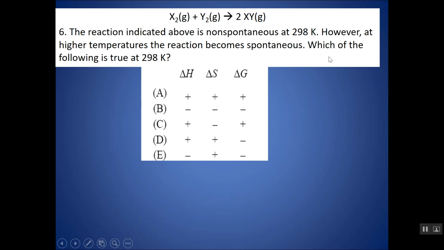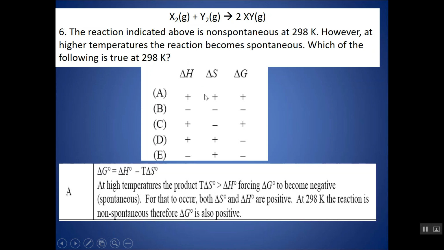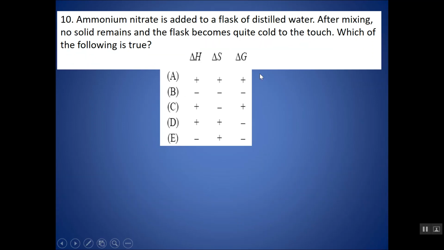So let's think about if something becomes spontaneous at higher temperatures, what would be the signs of delta H and delta S? Well, if it's spontaneous at higher temperatures, then they should both be positive. So it would be choice A. So I should know that if they're both positive, it becomes spontaneous at higher temperatures. If they were both negative, it would be spontaneous at lower temperatures. If it was always spontaneous at any temperature, delta H would be negative, delta S would be positive, and vice versa. Okay, let's look at this problem, give it a shot, and then check your work.